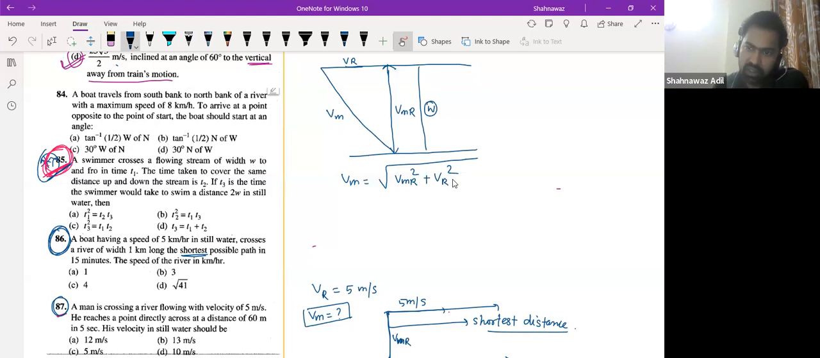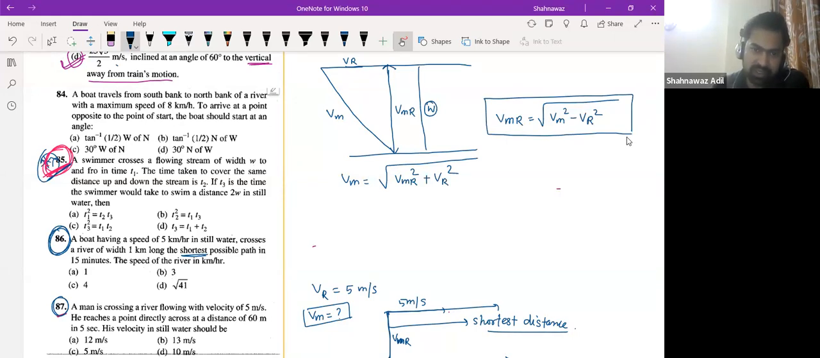So VMR is how much? VMR is root of Vm square minus Vr square, right? Right, guys? Yes, sir. And also they have said that this VMR is the speed.